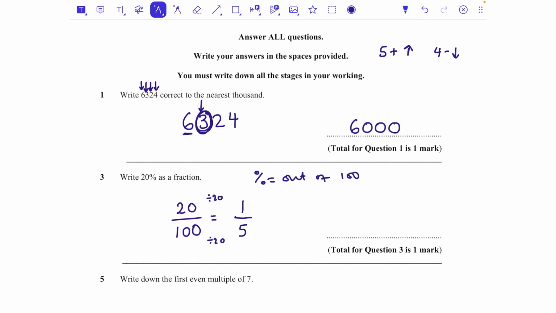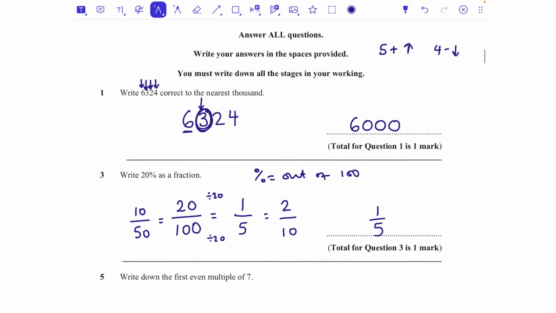You could have also written 2/10. You could have written 10 over 50. All of these fractions are equivalent because we've divided the top and the bottom by the same. So as long as you've got a fraction equivalent to that, let's just put a fifth on the answer line here, but any of those would have got the mark.